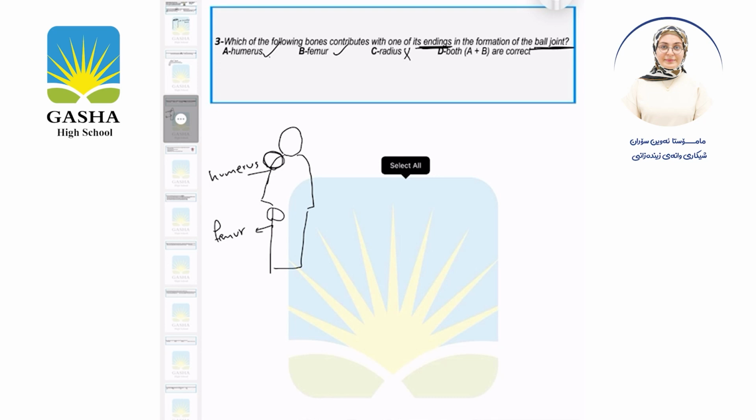D, both A and B are true. Yes, this one is the most correct answer. So the most correct answer for question 3 is what? It is D.